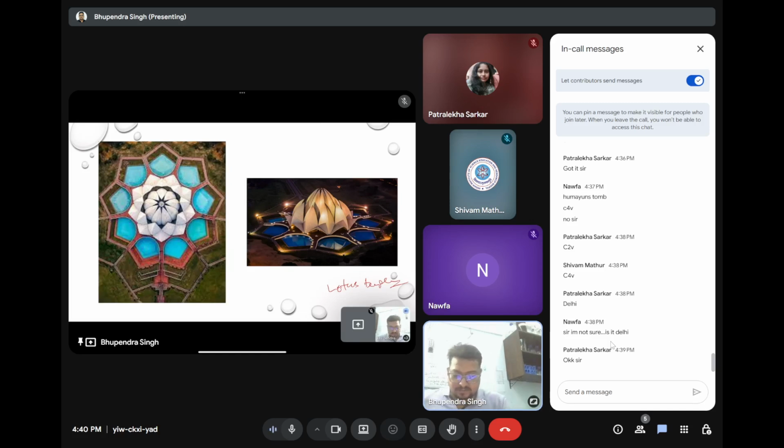It is, I think, located in... where is it located? Delhi, I guess. No? It is in Delhi, yes. Tell me the point group of this. If you remember how many petals this Lotus Temple has.